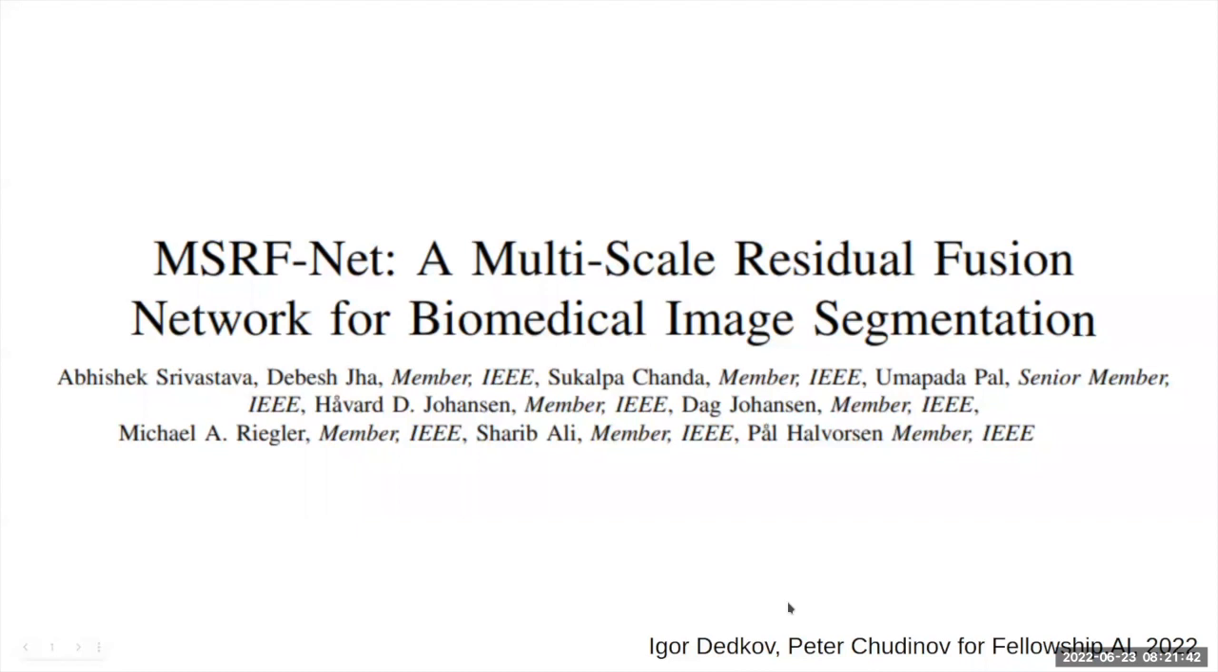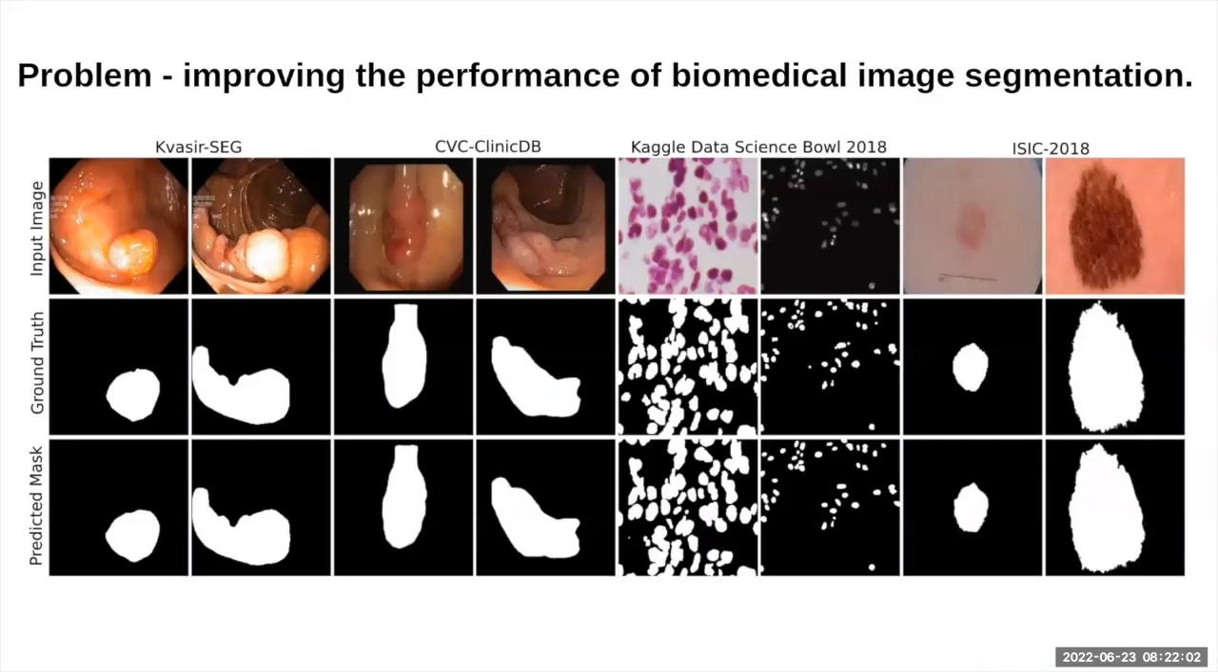If we take a look at the list of authors, we can already see that all of them are members of IEEE, and none of them seem to have medical expertise or any sort of biomedical credential right off the bat, which actually is going to come in important later in this paper. But yeah, so the problem is to improve the performance of biomedical image segmentation.